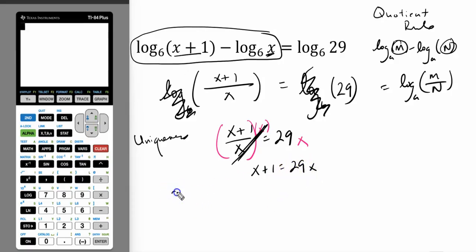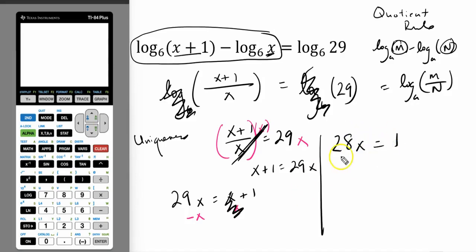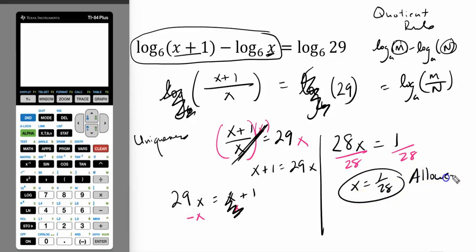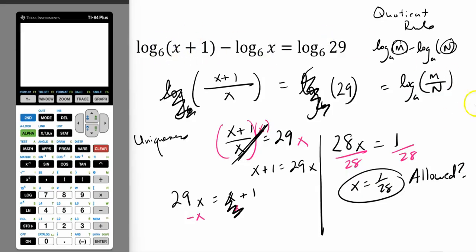Now, I might flip that because I want x over here. If I'm solving for x, I just swap sides of this equation, which is fine. I'm going to get everything with x on one side. 29 minus x is 28x. And now to solve for x, I divide both sides by 28. Now, is this answer allowed? You have to check it in the original equation. Is it in the domain of the original equation?